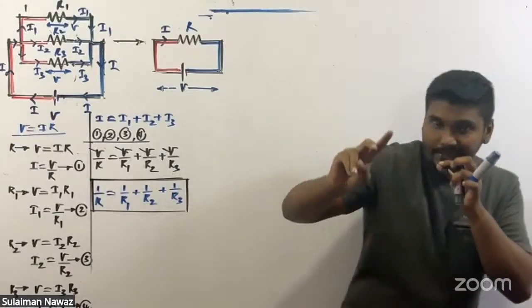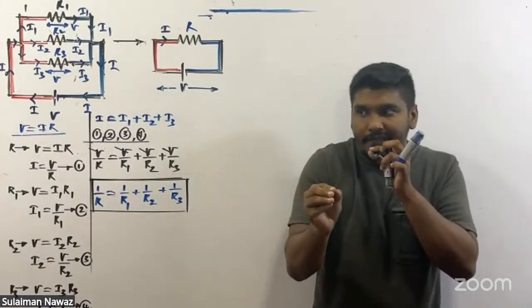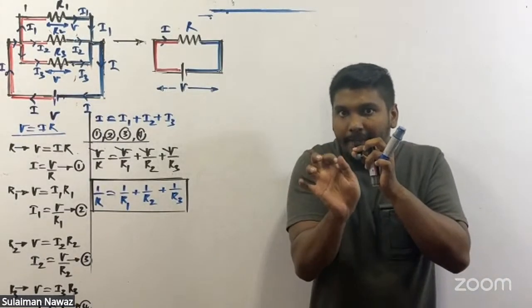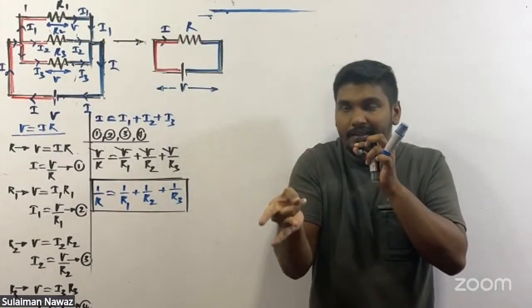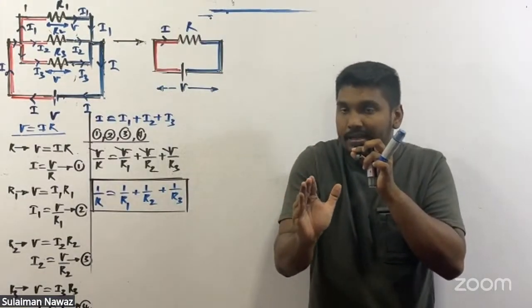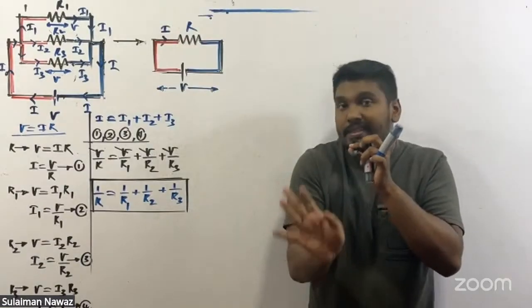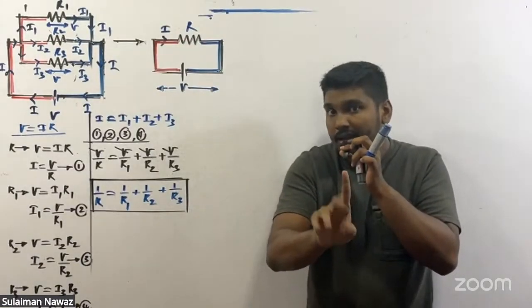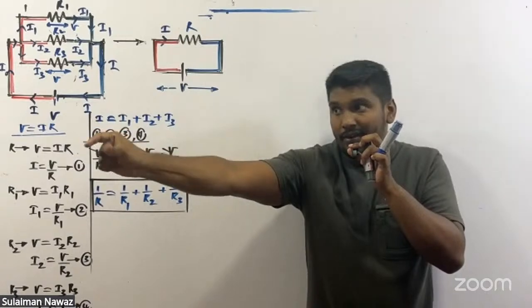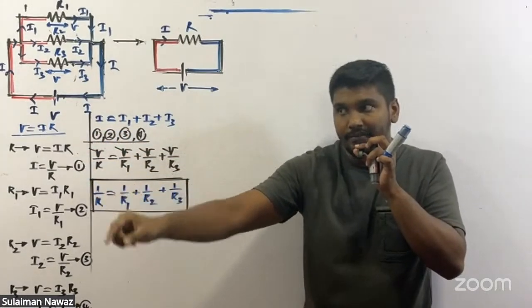So now, if the resistors are in series, the equation to find the equivalent resistance is capital R equals R1 plus R2 plus R3. When the resistors are in parallel, the equation to find the equivalent resistance is 1 over capital R equals 1 over R1 plus 1 over R2 plus 1 over R3.